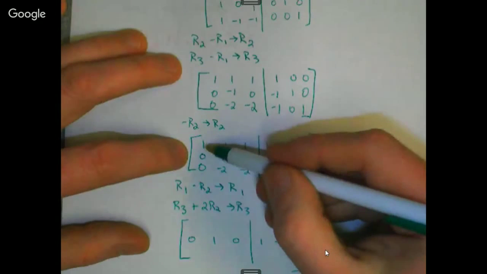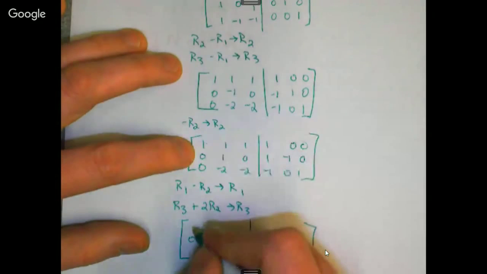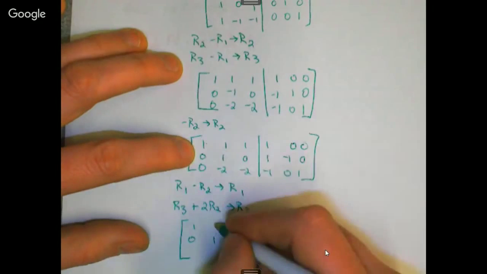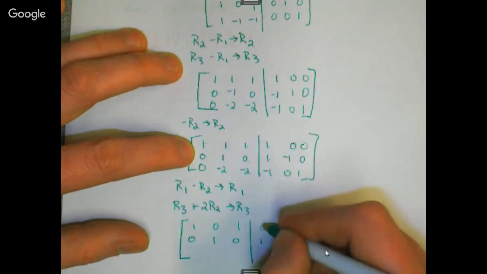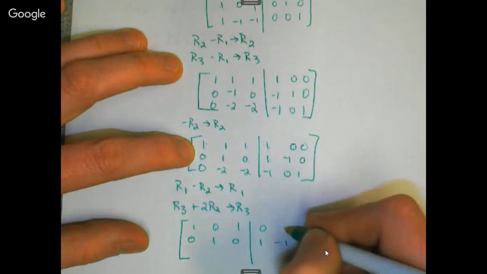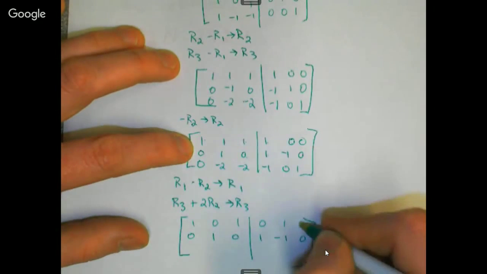Okay, so row 1 minus row 2. So 1 minus 0 is 1. 1 minus 1 is 0. 1 minus 0 is 1. 1 minus 1 is 0. 1 minus negative 1 is 1. 0 minus 0 is 0.